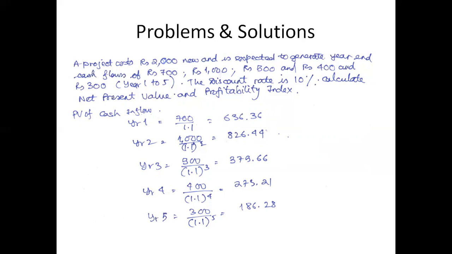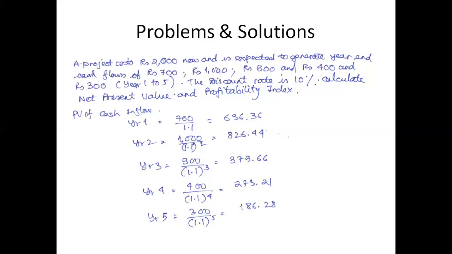We have 5 figures, 1, 2, 3, 4, 5. That is year 1 to year 5. The discount rate is 10%. Calculate net present value and profitability index. Now we are introducing the profitability index. Now the discount rate will generally be provided in a problem statement like this. But in most cases, you must remember in practical life, the discount rate is actually the opportunity cost of capital.